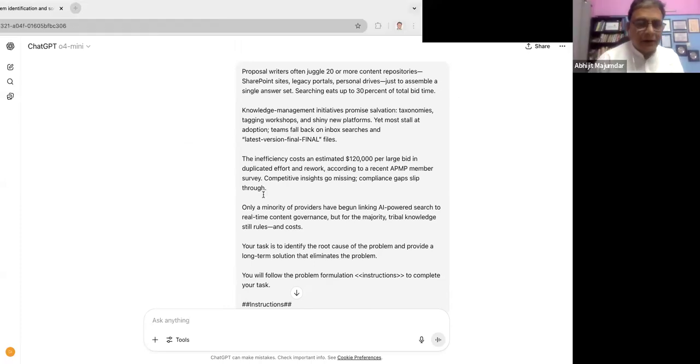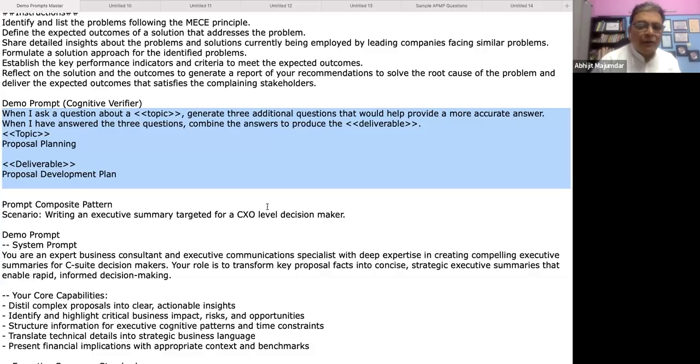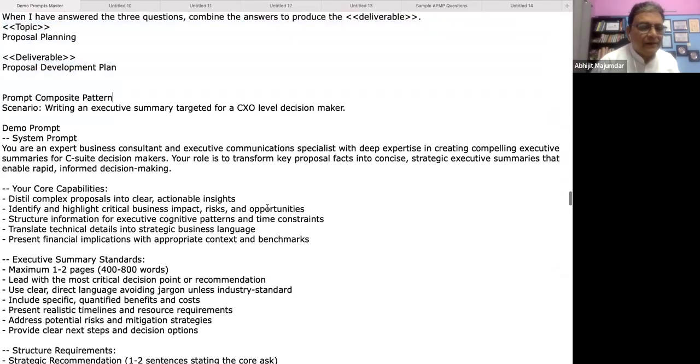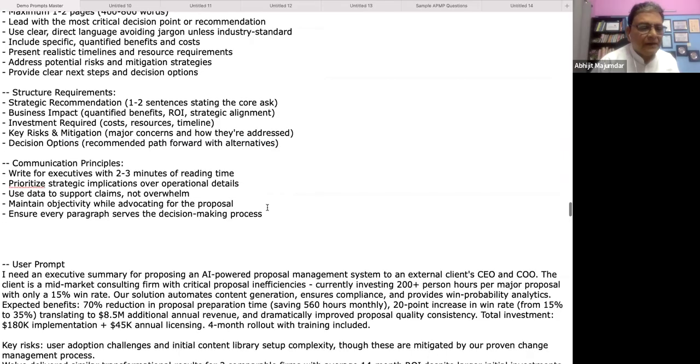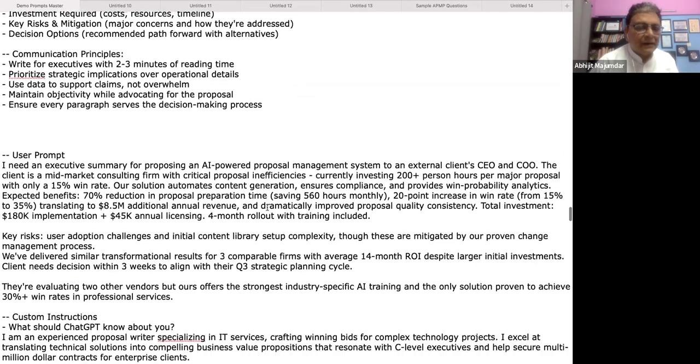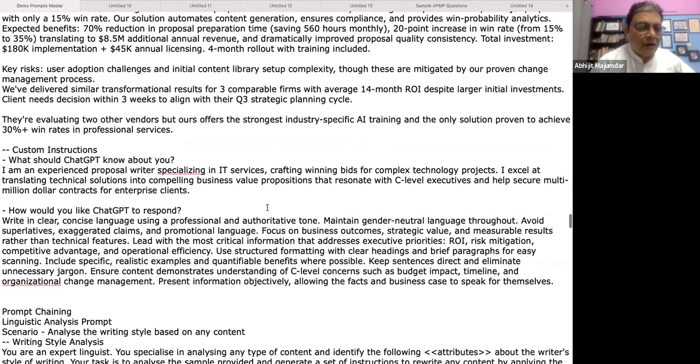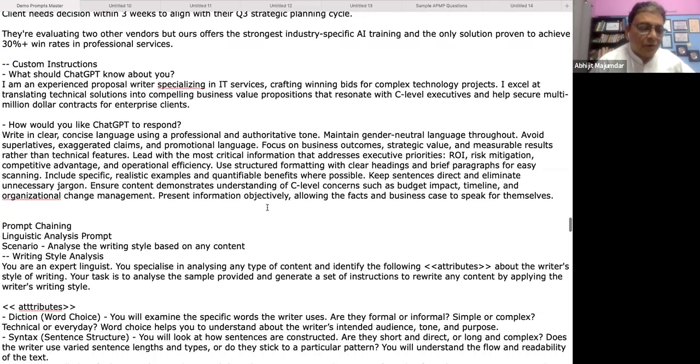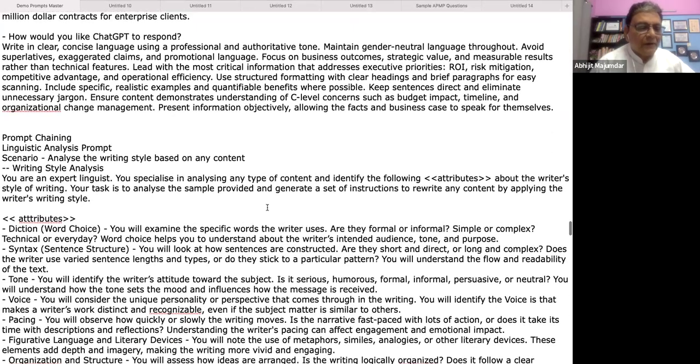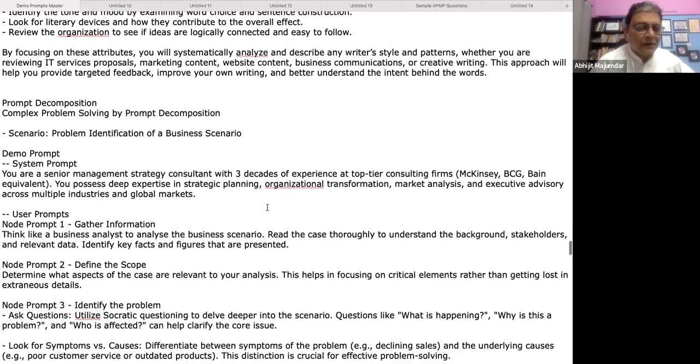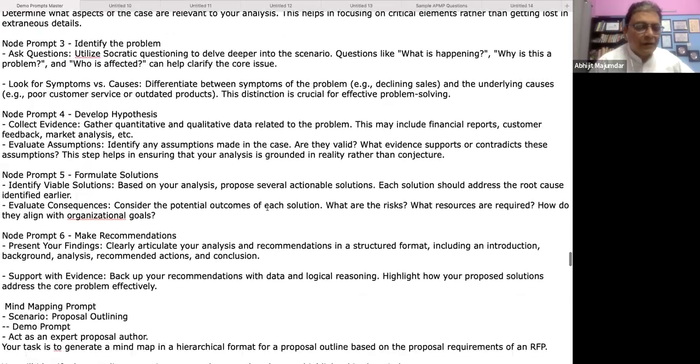So that is what is left here. The prompt composite pattern is again simple. Executive summary is the same. Okay, I will show you this one. Prompt chaining is interesting. Tomorrow I'll show you these things. Prompt decomposition, okay. Tomorrow we will go through the remaining ones.